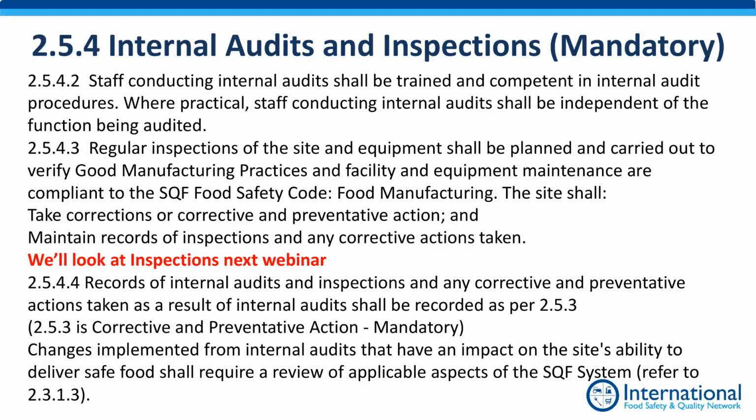Changes implemented from internal audits that have an impact on the site's ability to deliver safe food shall require a review of applicable aspects of the SQF system. Which refers to 2.3.1.3, which is: a food safety plan shall be validated and verified by the site food safety team for each new product and its associated processes, through conversion to commercial production and distribution, or when a change to ingredients, processing or packaging occurs that may impact on food safety.